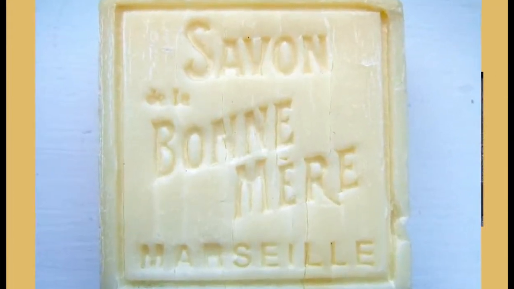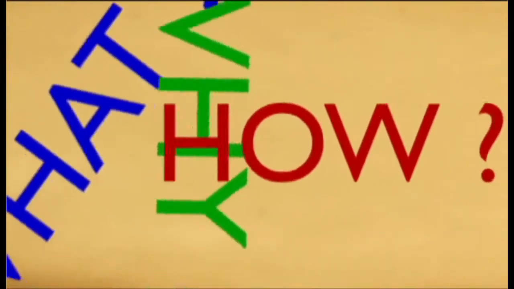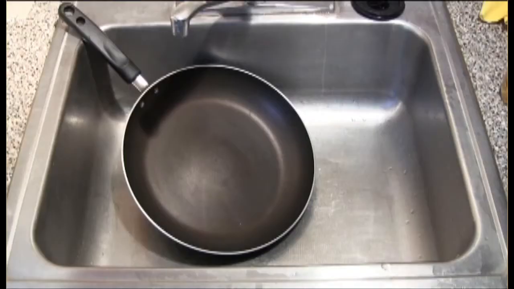Today we take soap for granted, but have you ever wondered, what is soap? What is special about it? And how does it work? Let's find out.